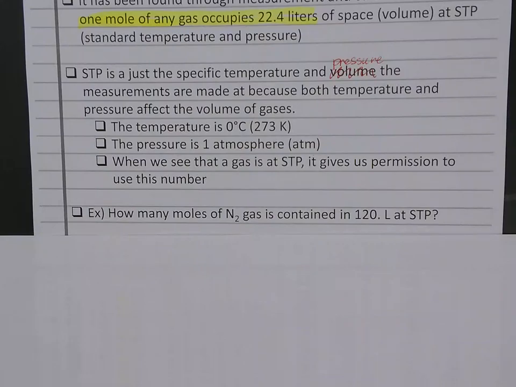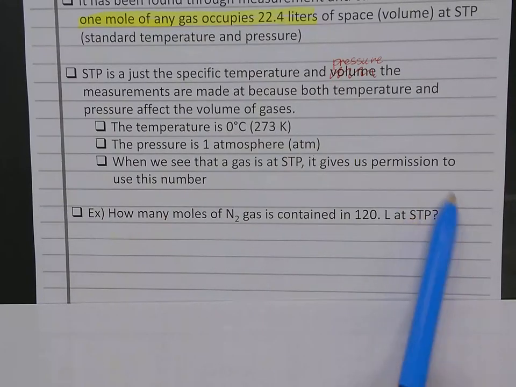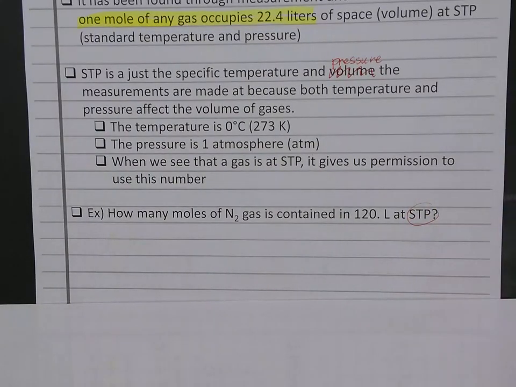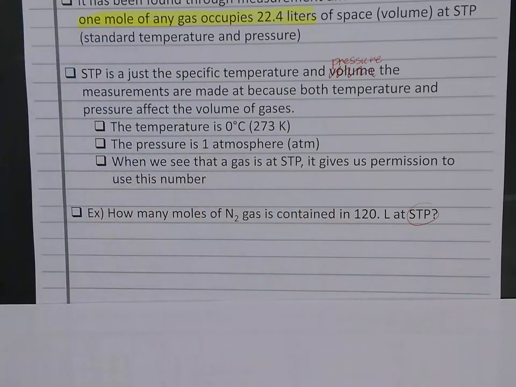All right, so let's check out this first example. Our question says, how many moles of nitrogen gas is contained in 120 liters at STP? A couple of things about this. It tells us it's a gas in the question, and then it tells us that it's at STP. So that part right there just tells us we are allowed to use our equivalents up here. That 22.4 liters is equal to 1 mole.